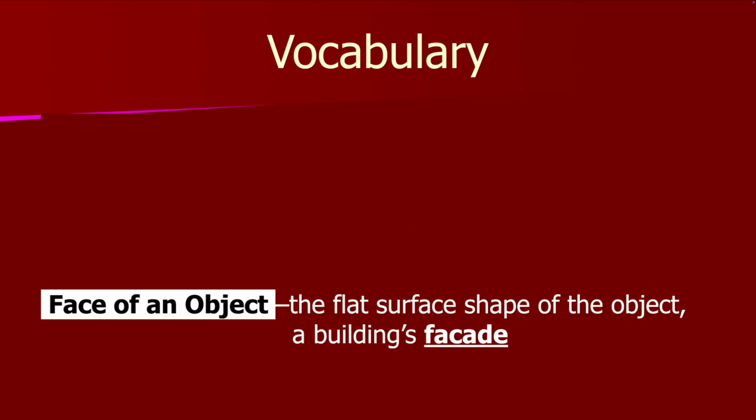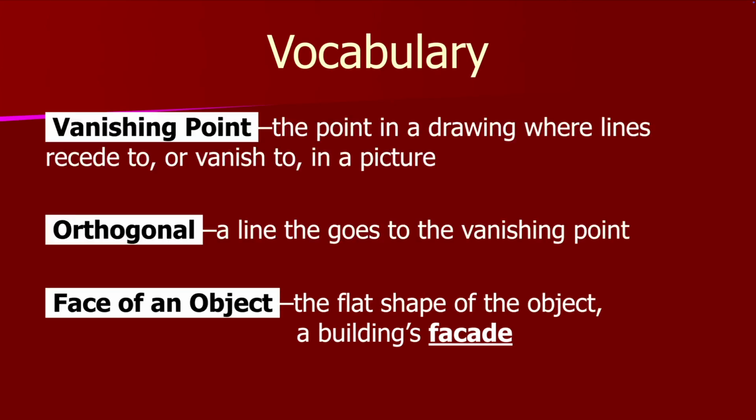And then when you do 1-point perspective, you always start with a shape, or you could call it the face of an object. And that's the flat surface shape of the object. Or you can also call it the facade. In fact, the root word for facade is face. So the facade of a building. So vanishing point, orthogonal, and face of an object.